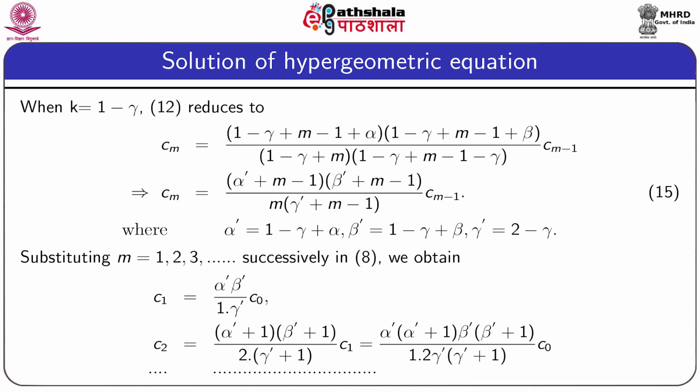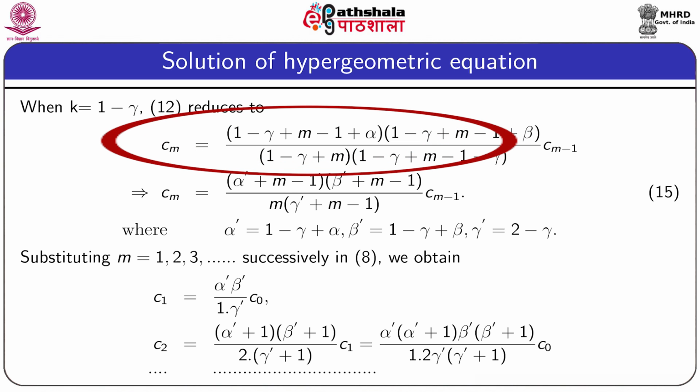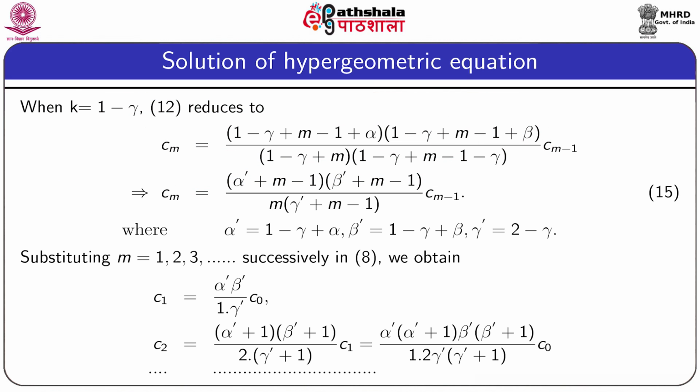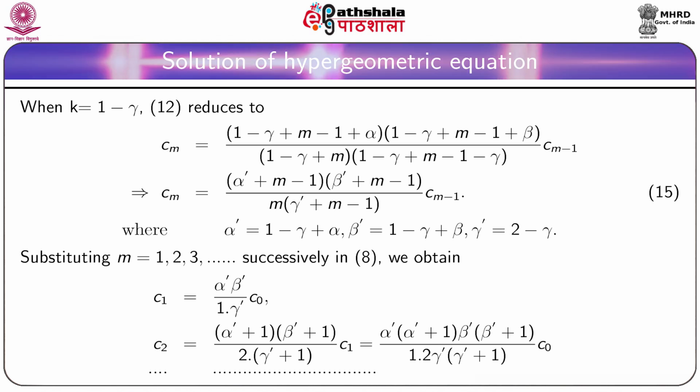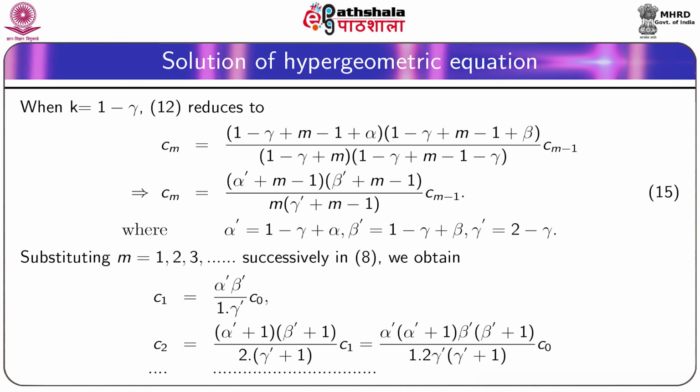We next put k equal to 1 minus gamma and then equation 12 reduces to C_m equal to (alpha dash plus m minus 1)(beta dash plus m minus 1) divided by m into (gamma dash plus m minus 1) into C_(m-1), given by equation 15, where alpha dash is equal to 1 minus gamma plus alpha, beta dash is equal to 1 minus gamma plus beta, and gamma dash is equal to 2 minus gamma.